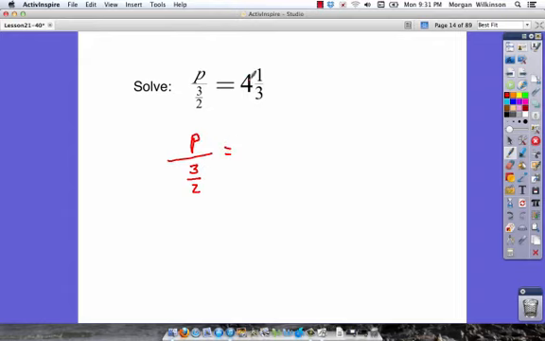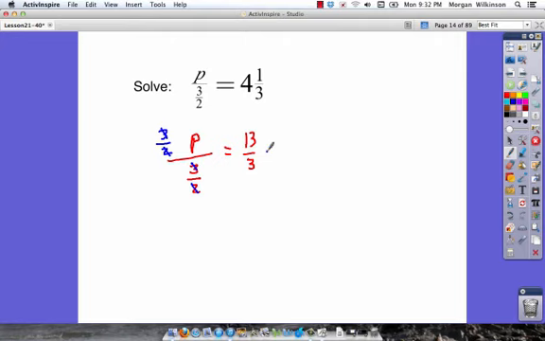This is going to be equal to, instead of working with a mixed number, let's work with an improper fraction. 3 times 4 is 12, plus 1 more is 13. So we get 13 thirds. Now what we have to do is figure out what we need to multiply 3 halves by in order to cancel it out. Well, 3 halves divided by 3 halves will be equal to 1. Any number divided by itself equals 1. So the 3's cancel, the 2's cancel, and we're just left with the p. That's perfect because we want to know what p is equal to.